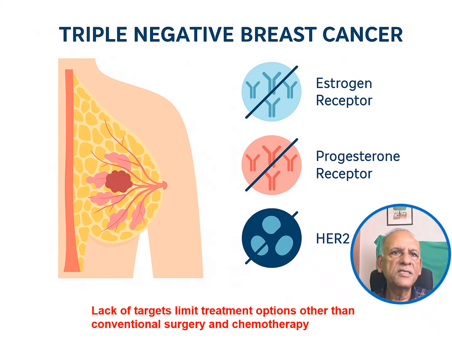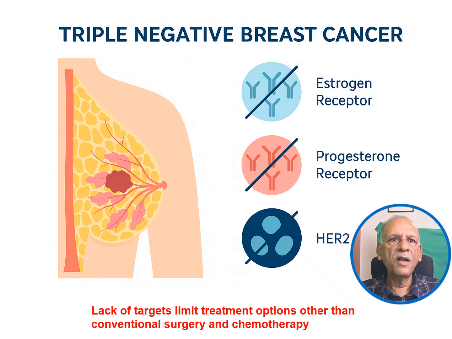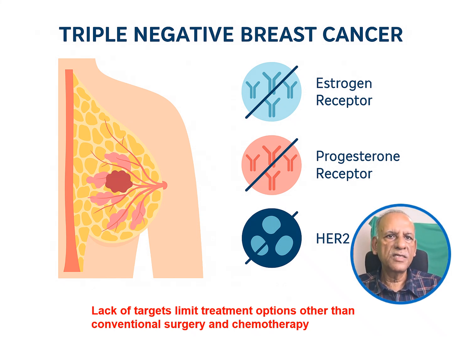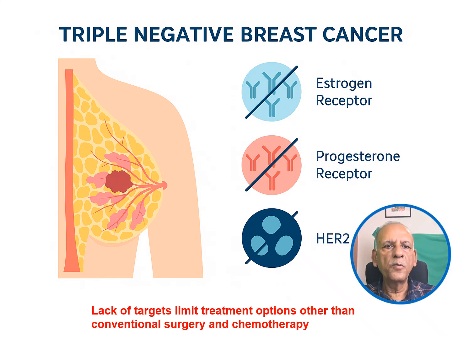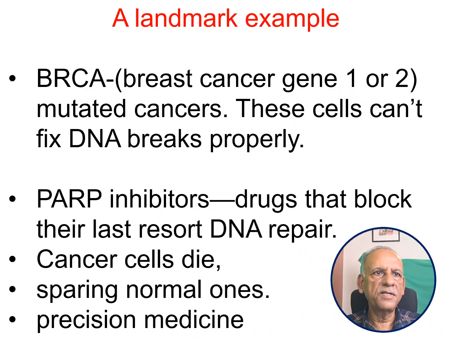So what happens is, we have medicines for down regulating or targeting these receptors. These receptors can be used as a target, but since this cancer has no such receptors, it is difficult to find a suitable target. So lack of targets limits the treatment options other than the conventional surgery and chemotherapy. So we need to have some kind of novel treatment for these kinds of cancers.